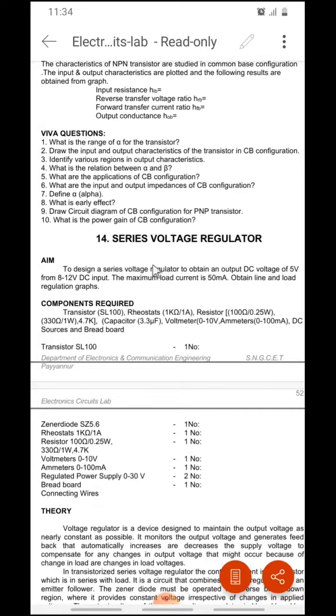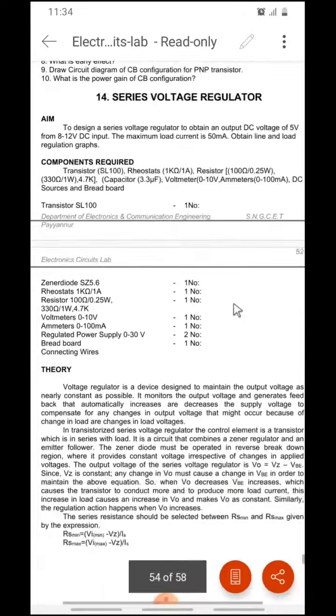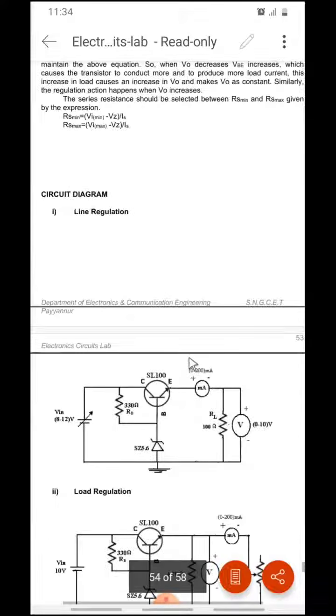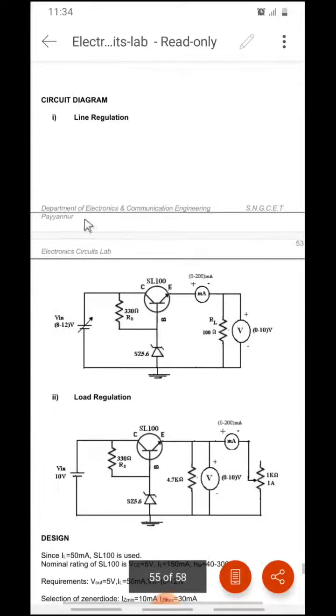Okay. So, we will be doing this by using the Zener diode. Let us see the circuit diagram. This is the circuit diagram, and here is a voltage source, that is 8 to 12 volt, and we have to regulate this input voltage for an output voltage of 5 volt. If there is any change in the input voltage, it should be regulated at the output, and we will have 5 volt at the output.